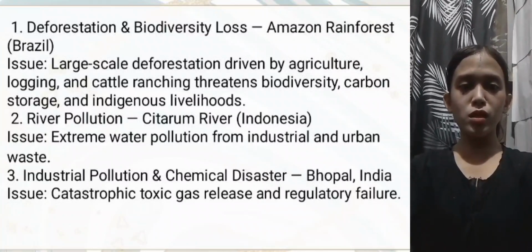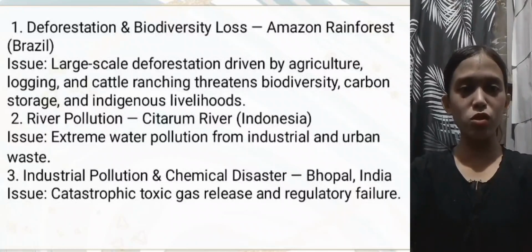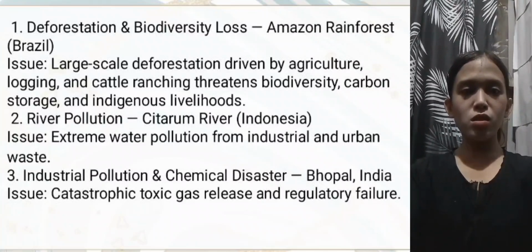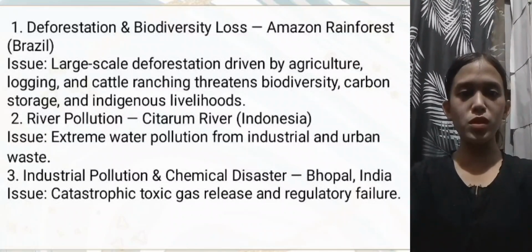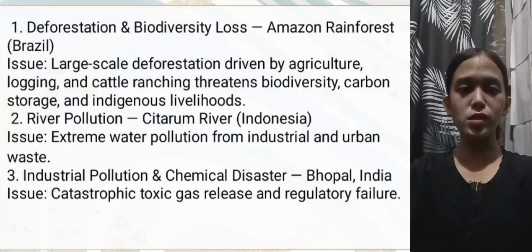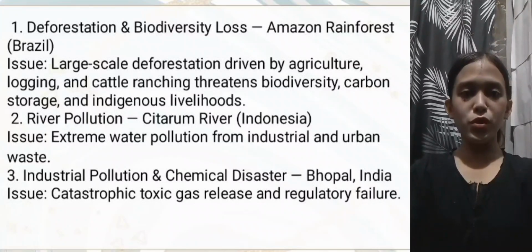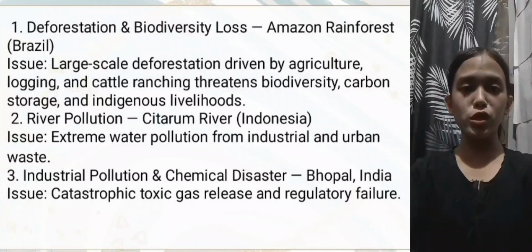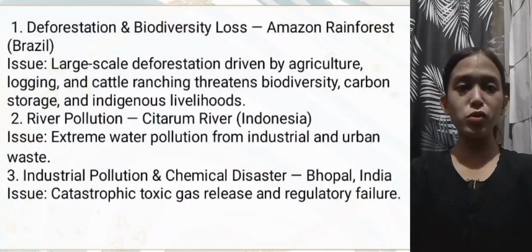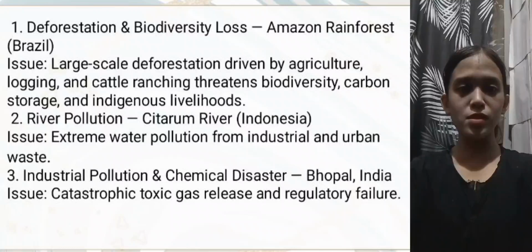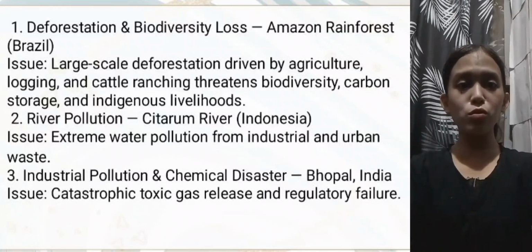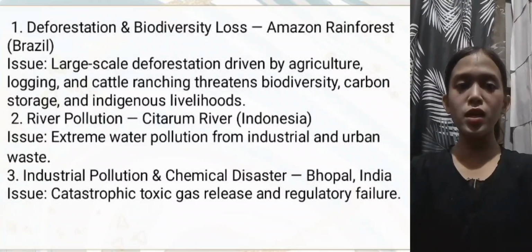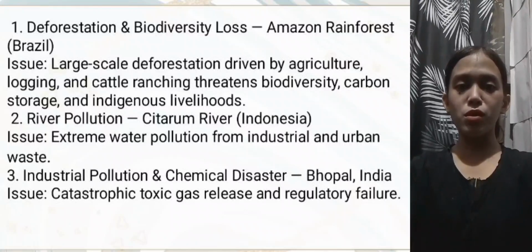River pollution, Citarum River in Indonesia. So the issue for this is extreme water pollution from industrial and urban waste. The Citarum River is one of the most polluted rivers in the world. Factories and households throw waste and chemicals directly into the river. So why is it a problem? Because water becomes unsafe to drink. Fish also die and people living near the river get sick.